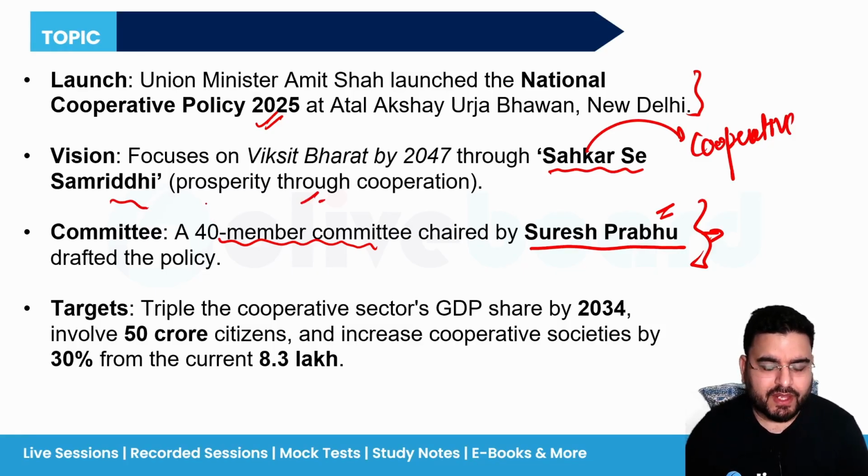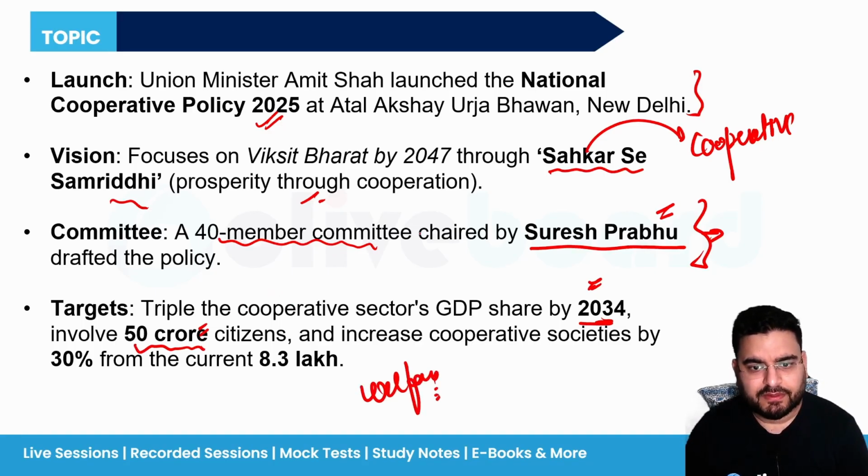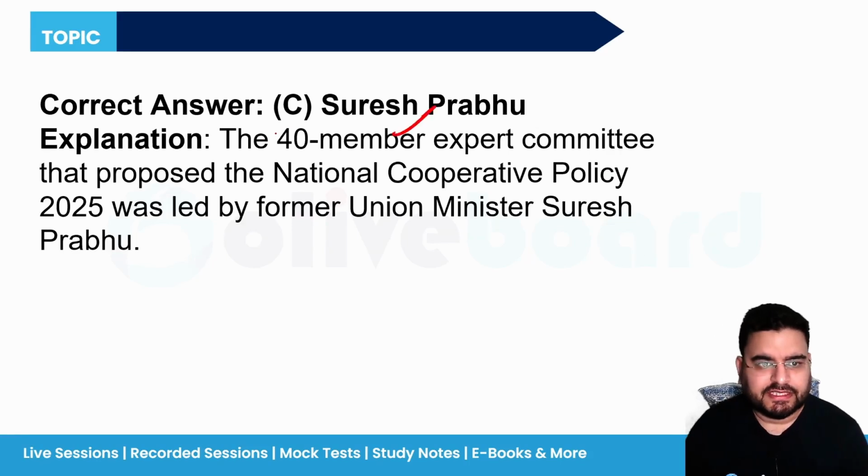Got it? Also, there is one important data here: triple the cooperative sector GDP share by 2034. Involves 50 crore citizens, right? So remember this. Because cooperative is very important for national development along with welfare of the people. So here, what you have to remember, first of all, the national cooperative policy and the head of the committee who formulated this policy, Mr. Suresh Prabhu. So two things you have to remember. Is it clear? Any doubt, anyone? Have you understood? Chalo. So C is the correct answer here.